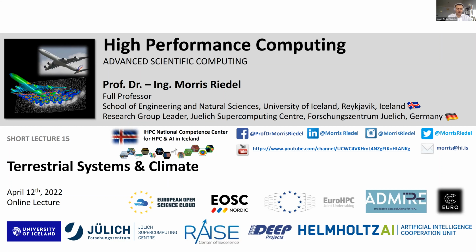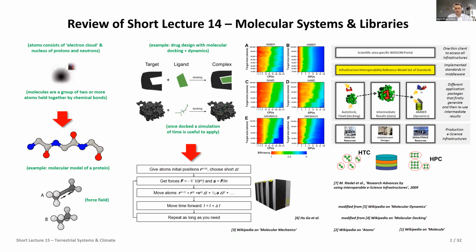Again, before we go here to the terrestrial systems and the climate simulations, let us just review what we had the last time. And this was really diving into the tiny world of the femto and of the nanometers with atoms that really basically consist of so-called electron clouds, if you know a little bit about chemistry. And there are different ways how you use that for simulations.